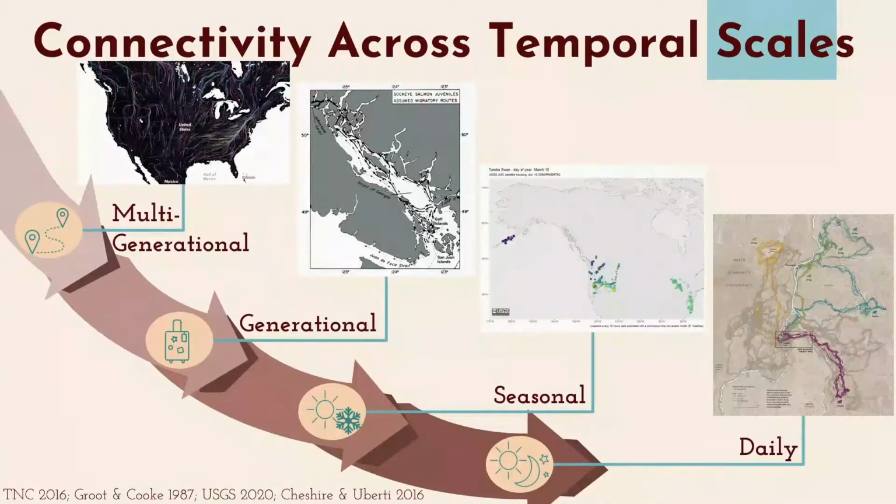Some species undertake long seasonal migrations, sometimes across entire continents. Here we see the tracking data for tundra swans as they make their annual migration between their breeding grounds in Alaska and their overwintering quarters in the southern United States.